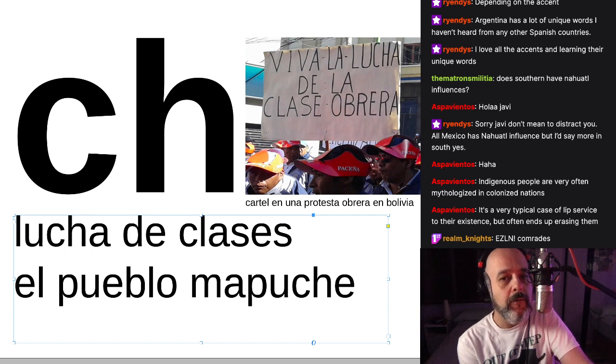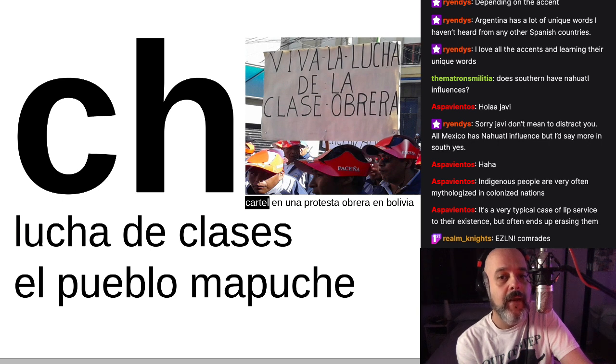Cartel en una protesta obrera en Bolivia. This is a poster in a working class protest in Bolivia. The beautiful people of Bolivia who are suffering now. Cartel, in this case, don't go to the drug cartels, because that's a neologism. Cartel means poster, or in this case, this banner over here. Okay? Viva la lucha de la clase obrera. So, poster in a protest, working class protests, because they go in different order, in Bolivia.